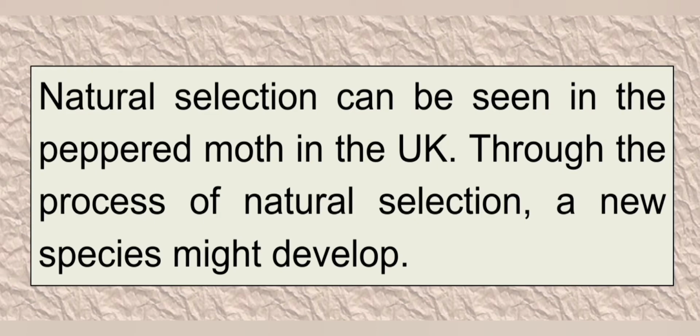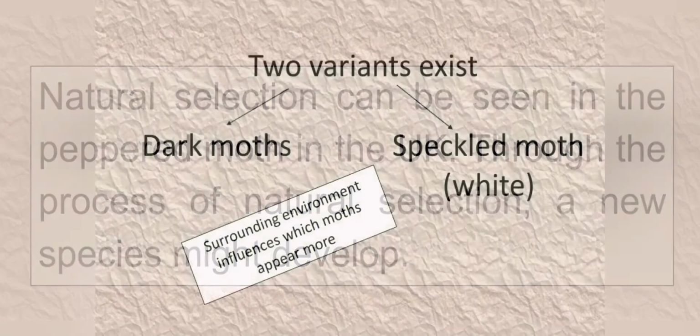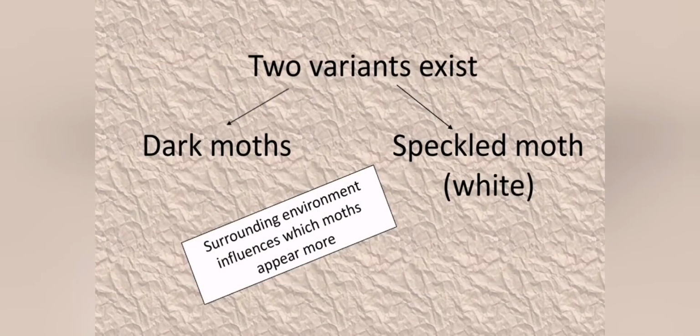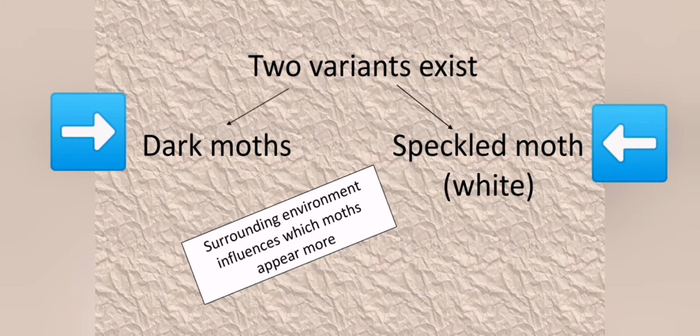But you might just be asked to give an example for something like 2 marks. And then this is something that you can mention: the natural selection that takes place in the peppered moth in the UK. Amongst peppered moths, we find 2 variants, dark moths and speckled moths. And their surrounding environment actually determines which of these variants are more seen, more common, more expressed.